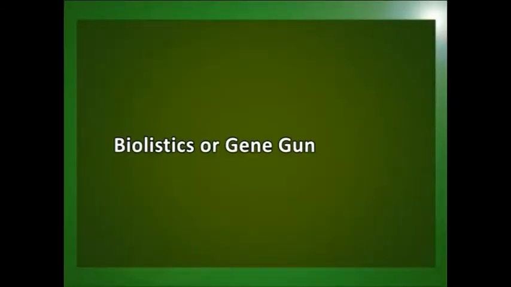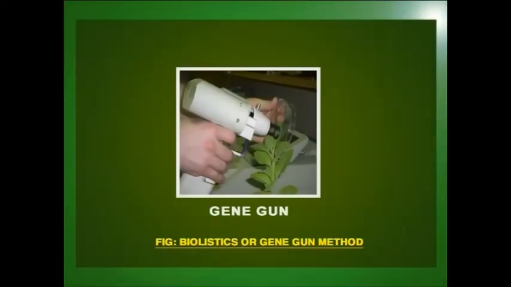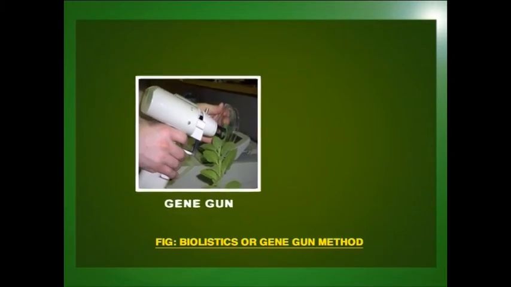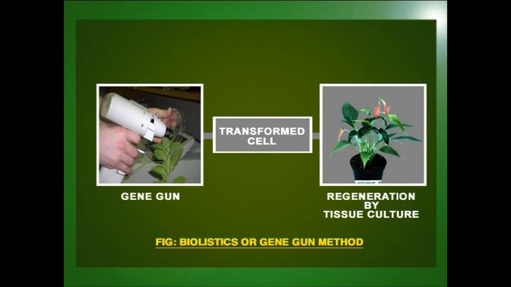The next common method for gene transfer in plant transformation is the direct gene transfer method. One example of such method is the Biolistics or gene gun method. In this method, DNA that codes for the desired trait is coated onto tiny particles of tungsten and fired into a group of plant cells with high velocity. Cells that accept the DNA are grown into plants with the desired trait.